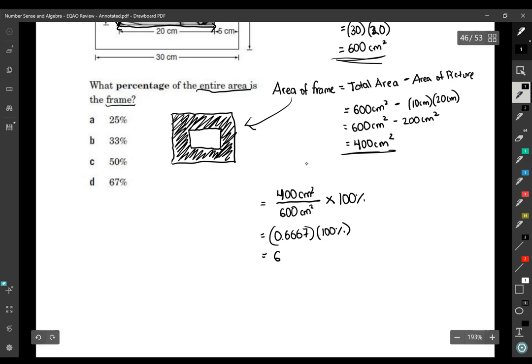So we get 66.7% approximately, or technically 66.666666, etc. %. But we can see that we're going to be rounding, and from our choices, it looks like D is our best bet, because this can technically be rounded up to 67%.